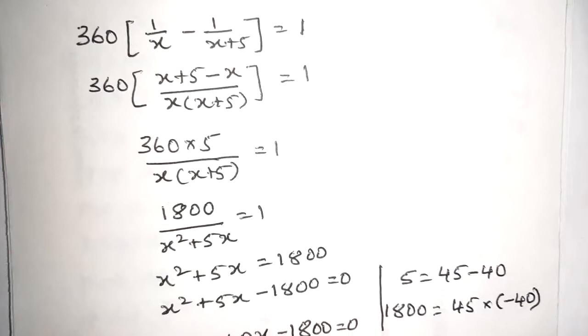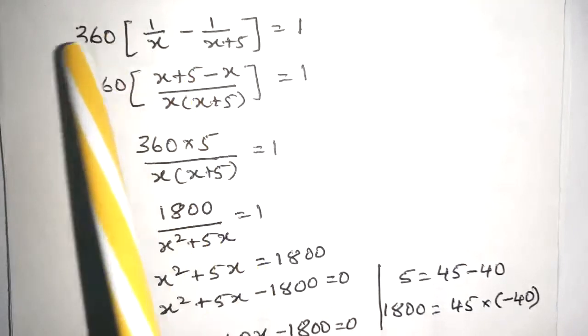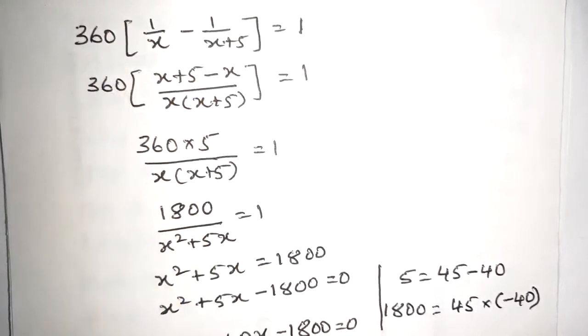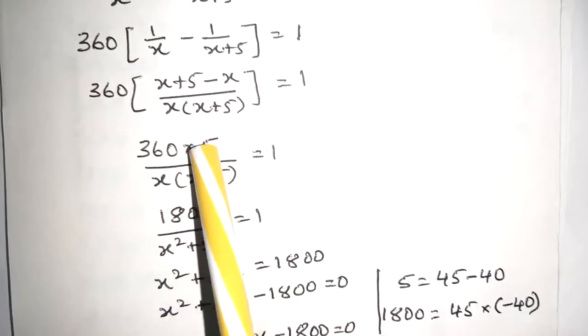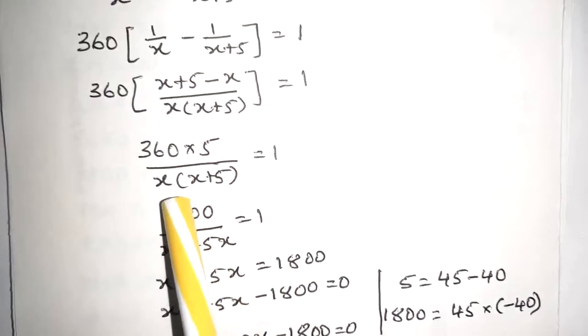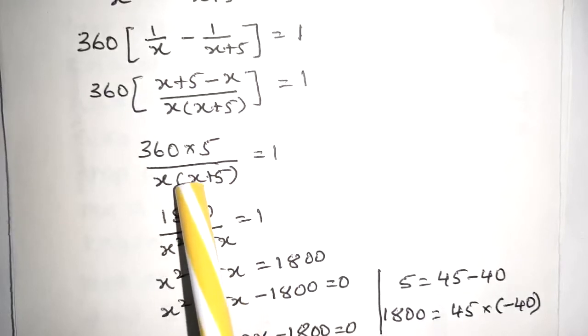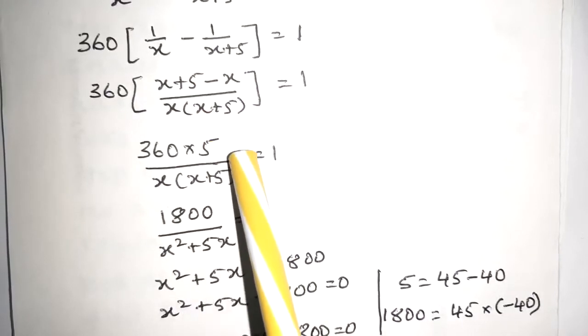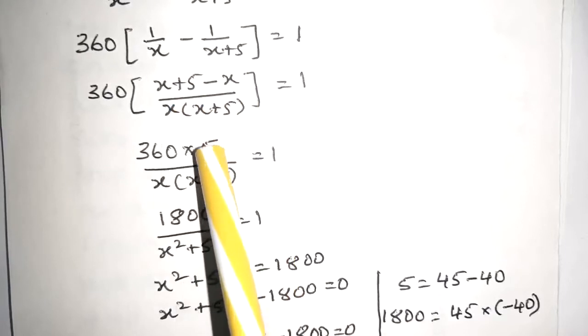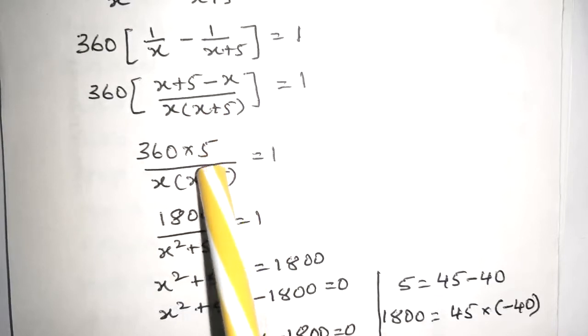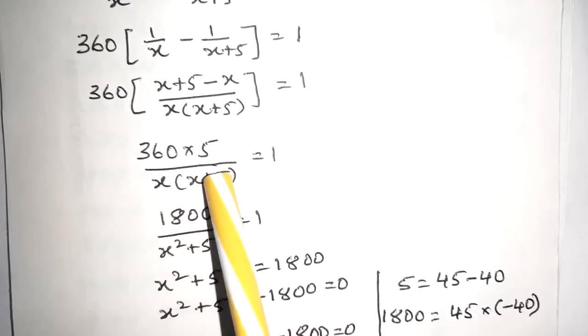Now, 360 is taken as common factor. We can write this. And by taking LCM, we get this. Again, x plus 5 minus x is x minus x, which is 0. That means we get 360 multiplied by 5.